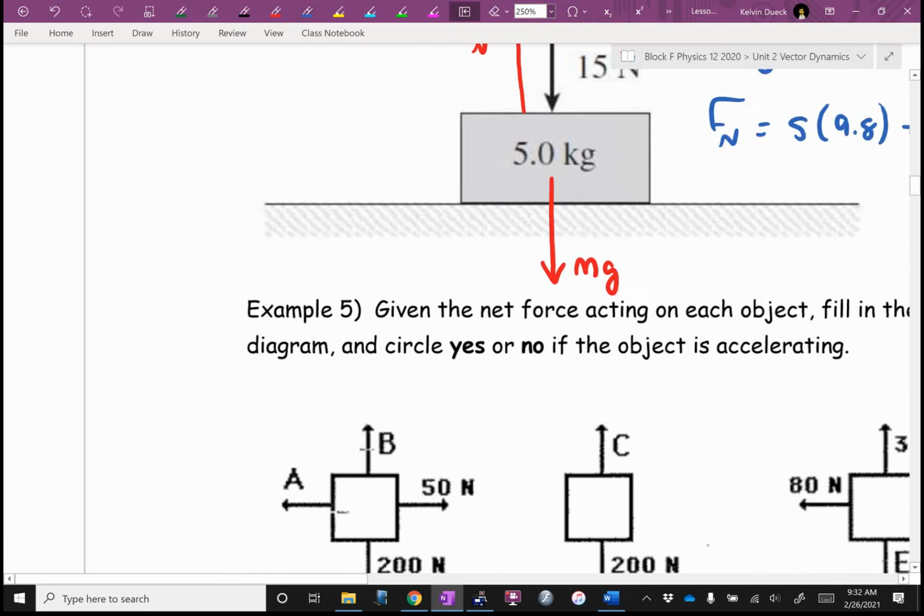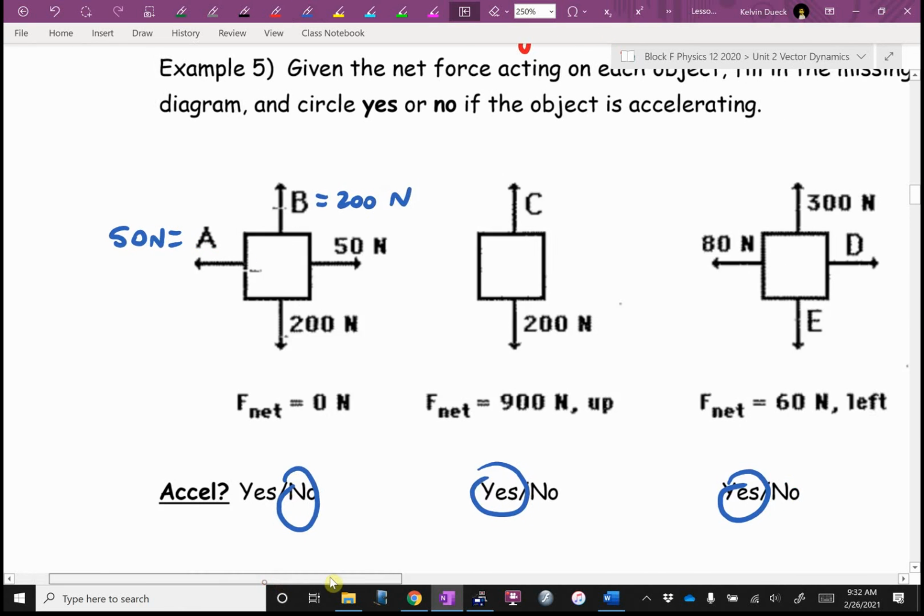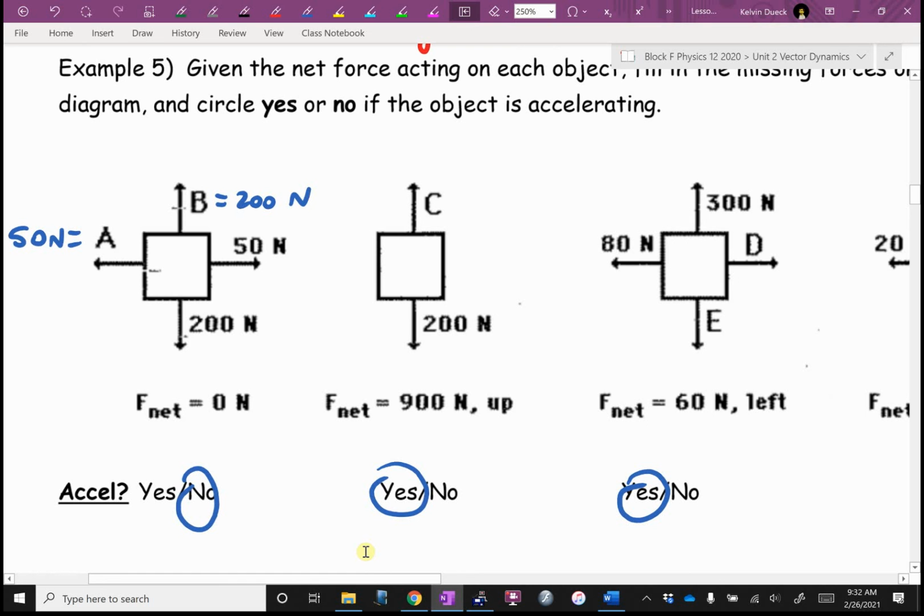I'm going to zoom in. How big must force A be exactly if the net force is 0? How big must force B be? Has to be. Ooh, the net force is 900 newtons up. How big must force C be? Good.